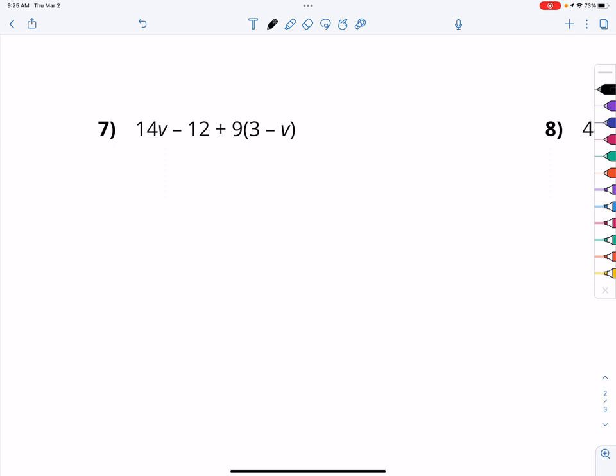Number 7, looks like we have some terms out front and then some distribution that needs to happen. So even though this distribution is happening here, because it is multiplication, we need to do that first. So I'm going to do 9 times 3, and that is subtracting 9 groups of v. 9 times 3 is 27. Minus 9v. I'm going to bring the rest of this down.